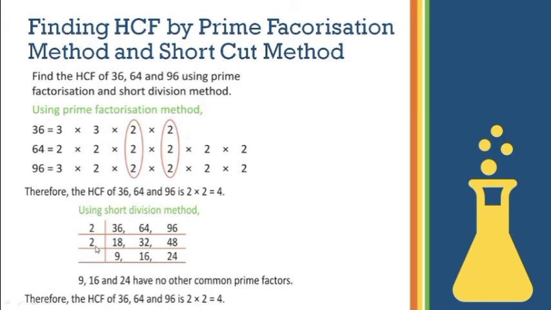Now take the common prime numbers which you have used earlier. So this way 9, 16 and 24 have no other common prime factors. So we will be leaving them, and lastly we write the common factors related to 36, 64 and 96, which were 2 and 2. When we multiply 2 and 2 it becomes 4, and that will be considered the HCF of all the three numbers. So this is the way we can apply the concept of the short division method.